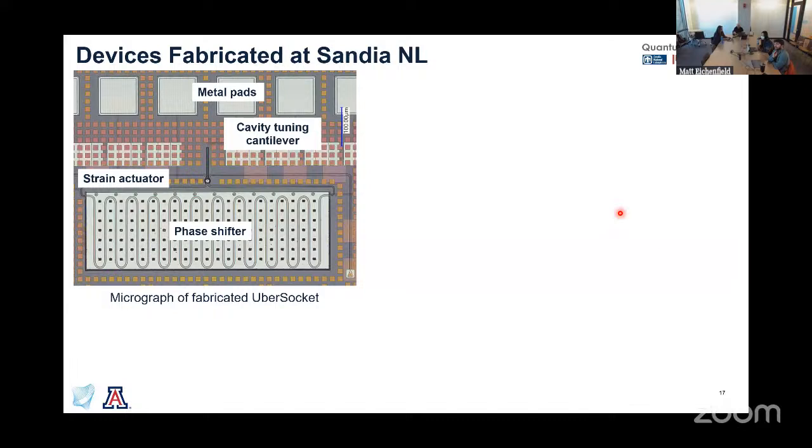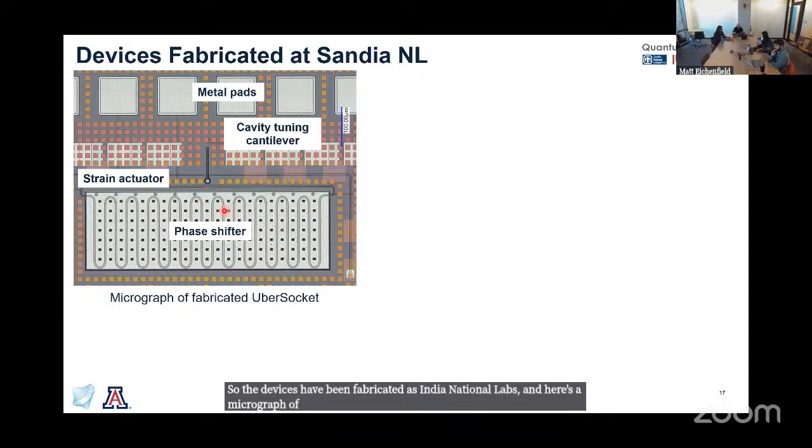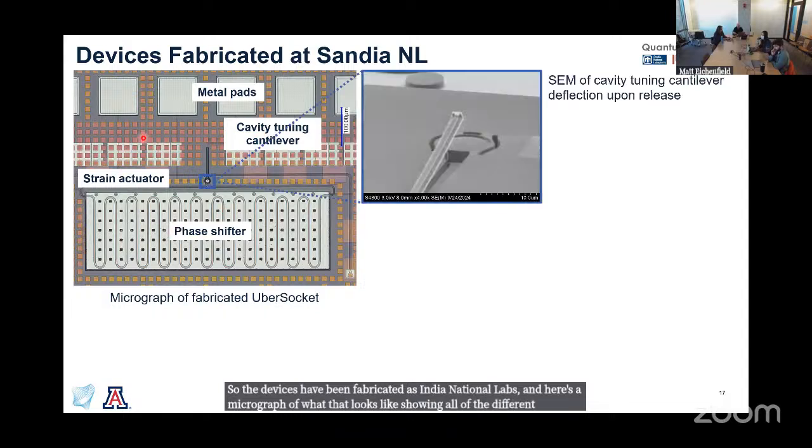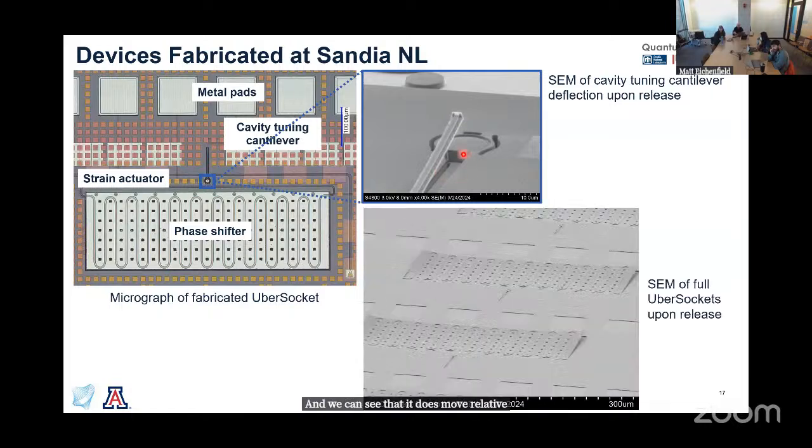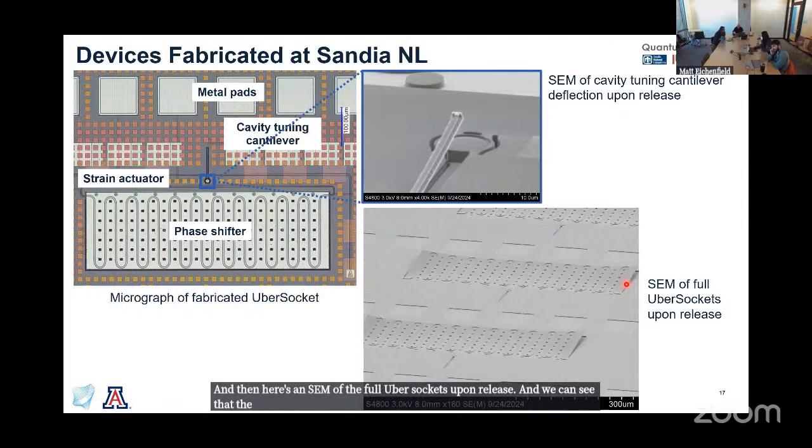Okay, so the devices have been fabricated at Sandia National Labs, and here's a micrograph of what that looks like, showing all of the different components. Here is an SEM of the cavity tuning cantilever, and we can see that it's actually deflected out of plane upon release. So it's been completely released from the substrate, except for the side that's still being held down. And we can see that it does move relative to the diamond. And then here's an SEM of the full Uber socket upon release, and we can see by the curling of the phase shifters that all the phase shifters have also been released at the bottom.